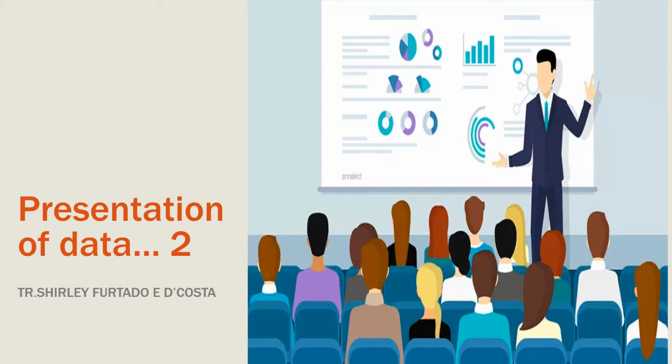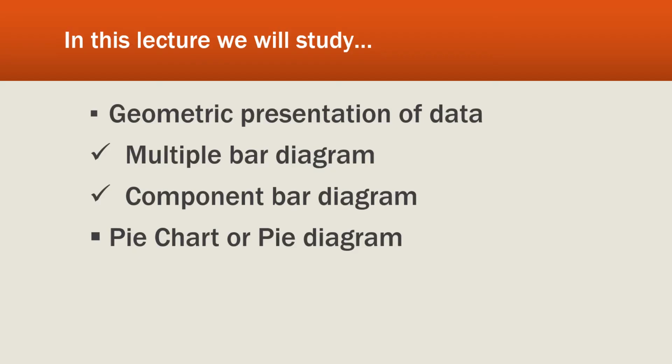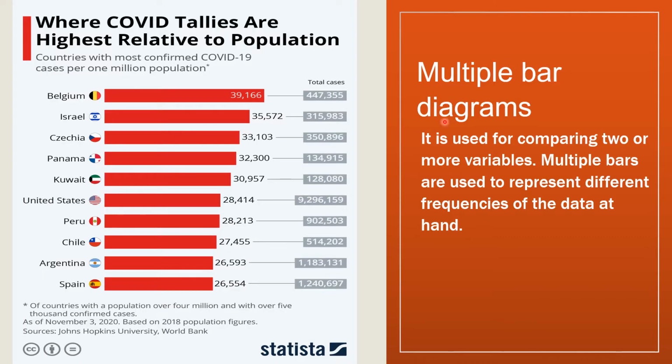Then we went on to learn about geometric diagrams, and in that we covered just one type of geometric diagram, that would be simple bar diagrams. Now let's move on. In this lecture, we will study the multiple bar diagram, the component bar diagram, and construction of pie charts or pie diagrams. Alright then, let's begin.